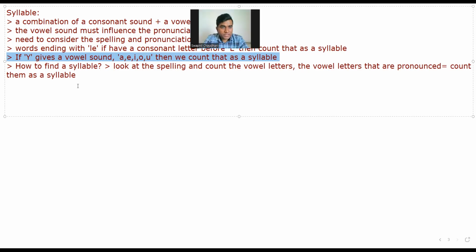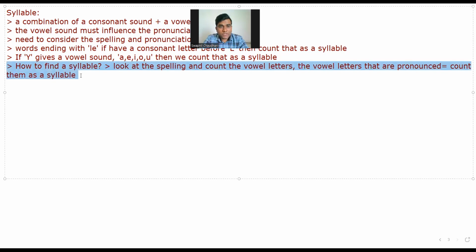So let me just explain it to you. And the last rule that we have, how to find syllables: look at the spelling, count the vowel letters, and the vowel letters that are pronounced, count them as a syllable. Okay? So let me walk you through a little exercise over here.